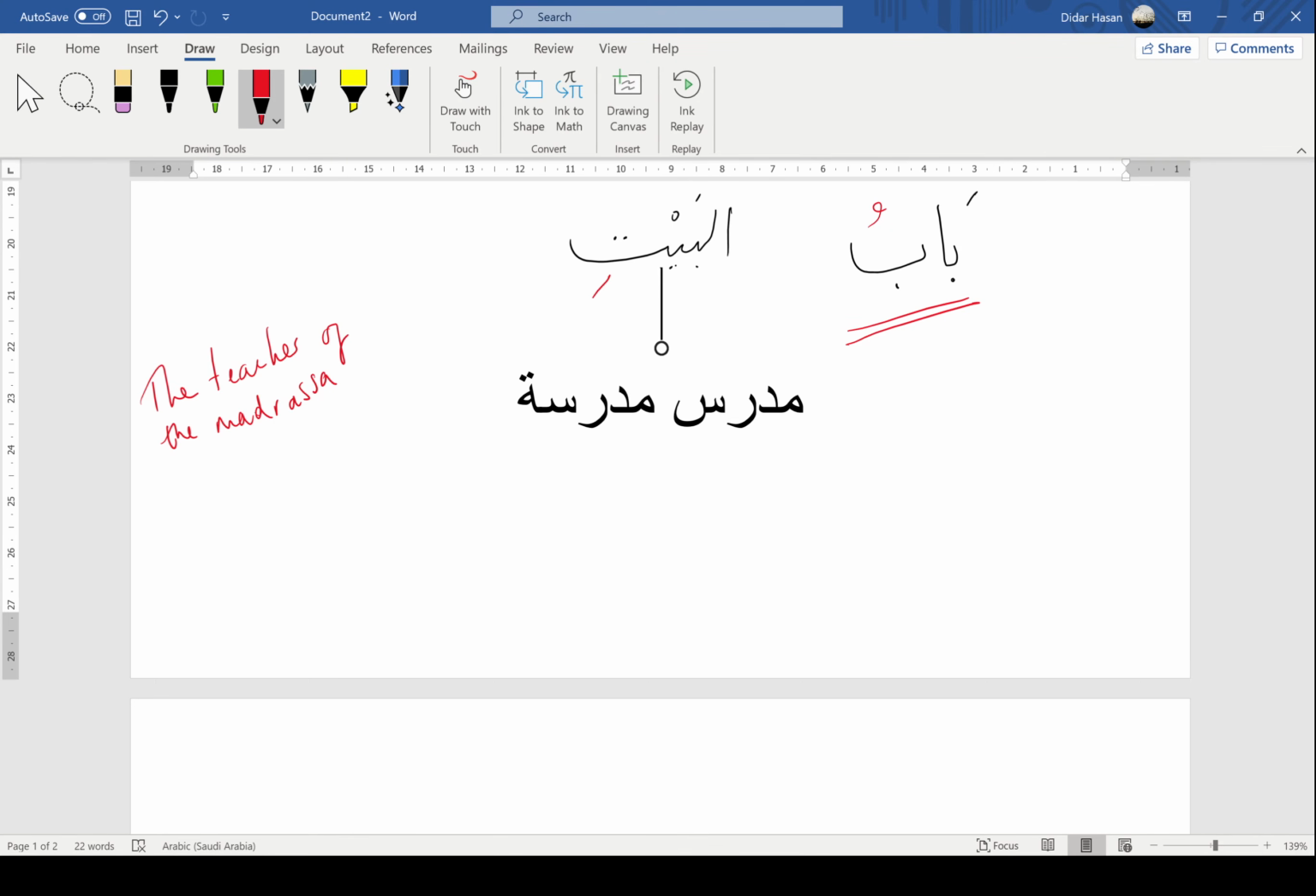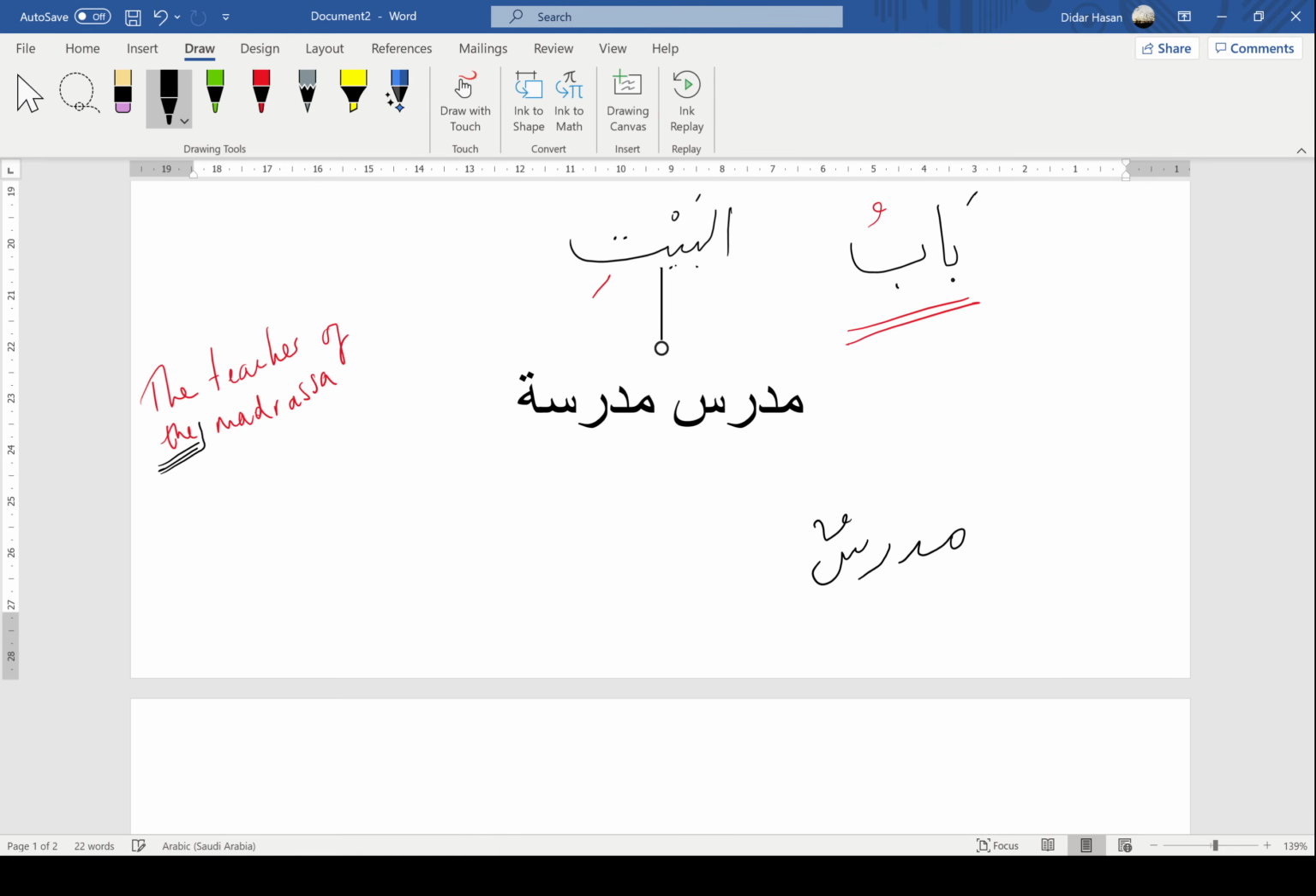Okay, so step one, let's write these two words down, and the thing that's being possessed has to come first. So what's being possessed here? The teacher of the madrasa. Here, the madrasa will be the possessor. And what belongs to the madrasa? The teacher. This is how you have to think about it. The teacher belongs to the madrasa, isn't it? So the thing that's being possessed here is the teacher. So we'll write teacher first: mudarrisun, and then the teacher of the madrasa.